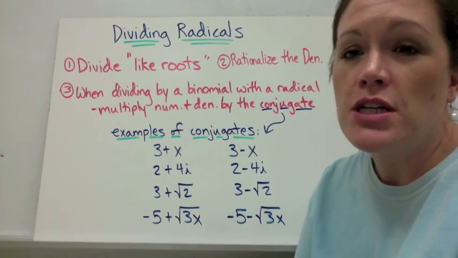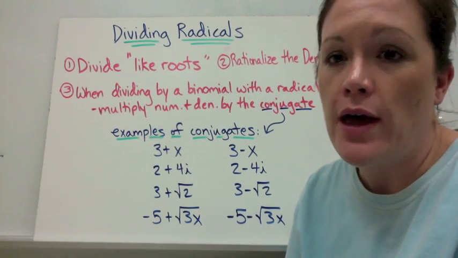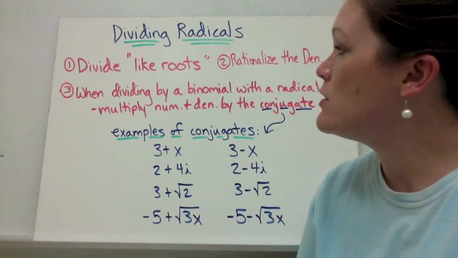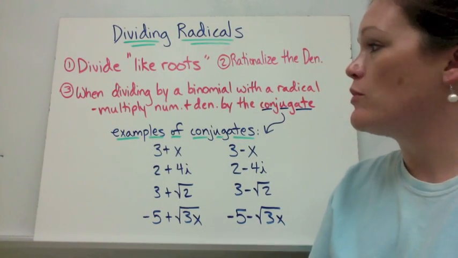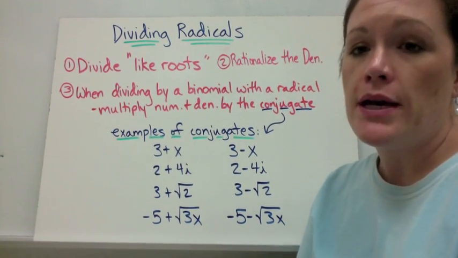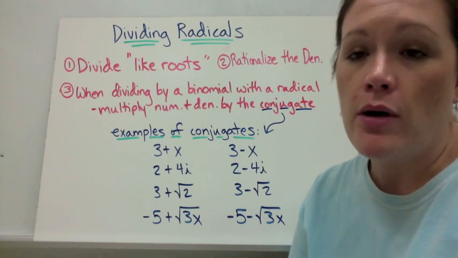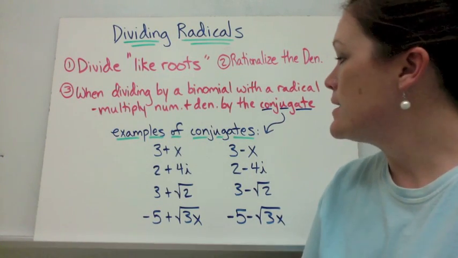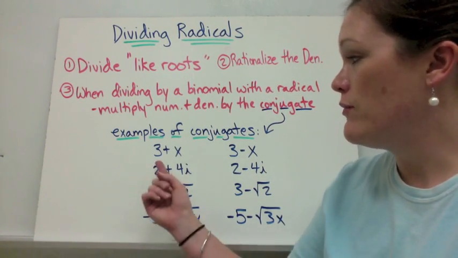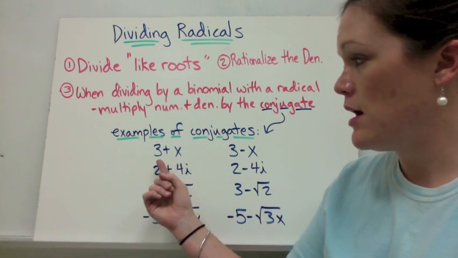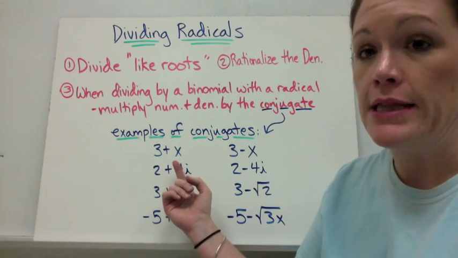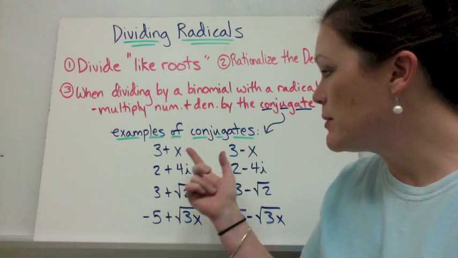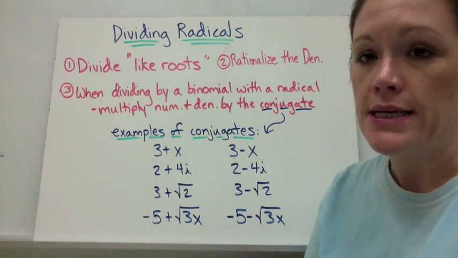We want to rationalize the denominator, so I'll show you where that comes into play. And then when you're dividing by a binomial with a radical, you have to multiply your numerator and denominator by what we call the conjugate. Examples of conjugates are, for instance, 3 plus x. The conjugate means to change the sign in the middle. So the conjugate of 3 plus x is simply 3 minus x.